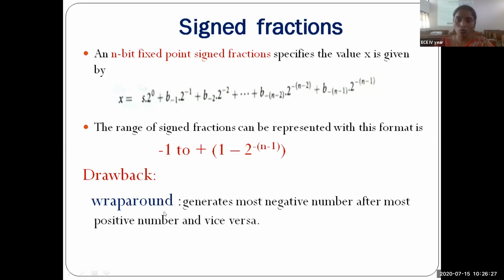Similarly, you take the fractional value 0.101 into 0.101. What will be the resultant? Will the resultant exceed the original value or will it be less than the original value? 0.625 into 0.625 value. It will be less than 0.625 or not, for fraction values. So simply by neglecting the least digits, LSB bits, you can get the answer or not. But in case of integers, it is not so, right? So this problem of wrap around especially comes with the integer values. So this is the drawback of the signed fractions, sorry, fixed point format, right? So just note down wrap around, which generates the most negative number after the most positive number.